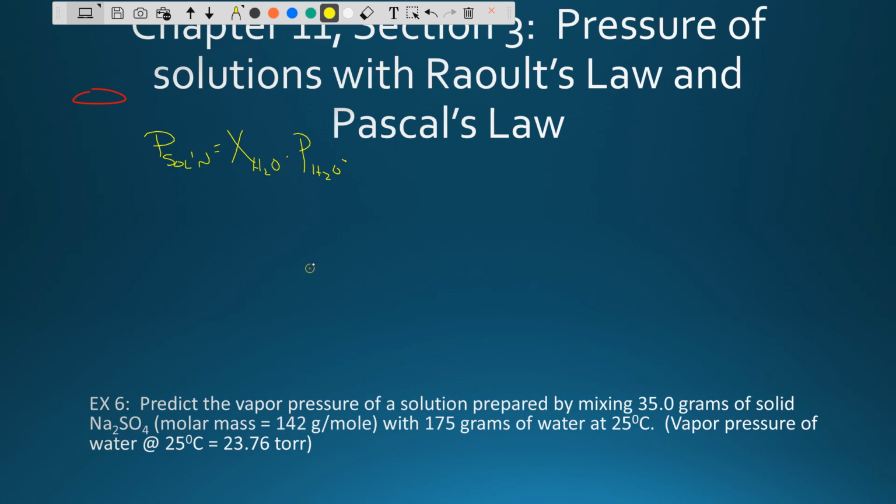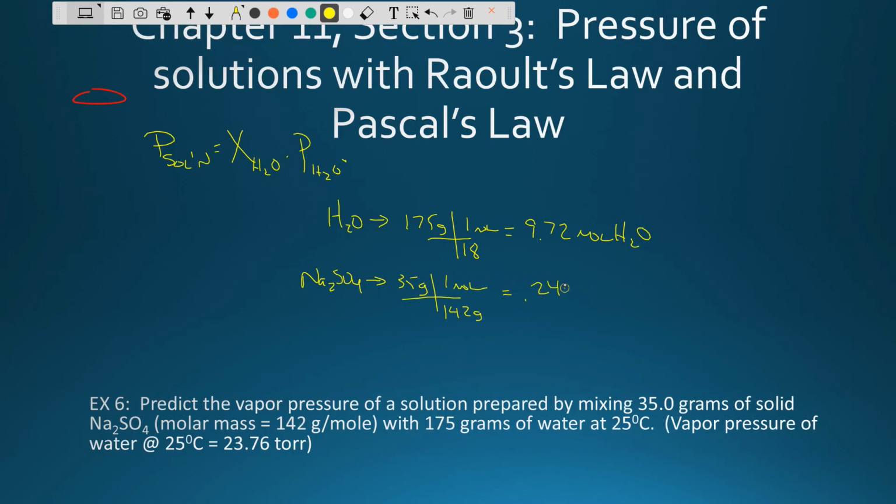Okay, so let's find my water first. Again, this is the real problem when I deal with this problem, is finding my mole fraction. So let's deal with my water first. Okay, so water, we have 175 grams. And 18 grams of that per mole, I end up with 9.72 moles of water. Okay, let's do the same thing now with my sodium sulfate. We're given 35 grams of that, and the formula mass of my sodium sulfate is 142 grams per mole. That gives me 0.246 moles of sodium sulfate.